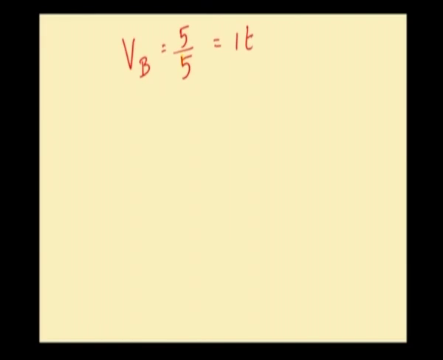Now, substituting the value of VB in equation 1, we get VA plus VB, VB is 1 ton, which is equal to 2. Therefore, VA comes as 1 ton. So, the two unknown reaction components are of equal magnitude, 1 ton each.